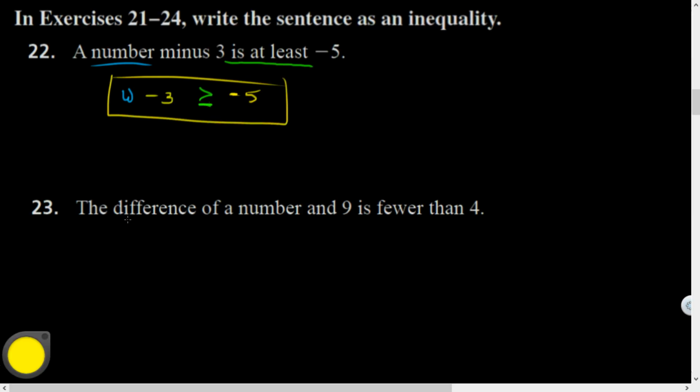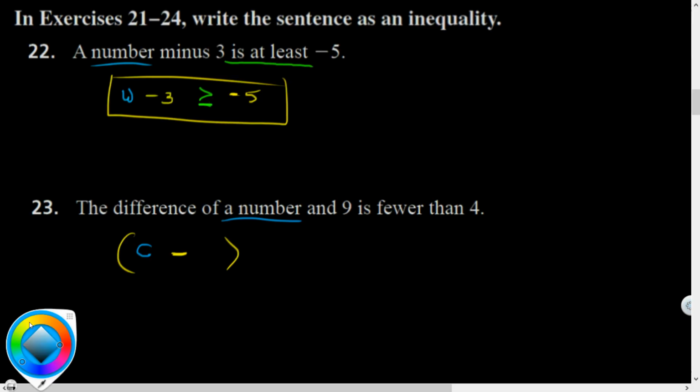Okay, let's see if I can do this one. The difference. So difference means subtract in parentheses. I have a feeling we won't need these parentheses in a moment, but that's fine. Of a number, so we'll call it C for Cameron today. Represent. And 9.